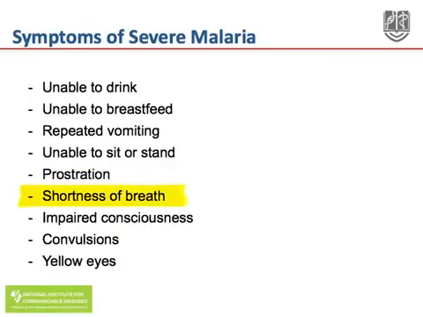Shortness of breath is a very important symptom of complicated malaria, and cerebral malaria presents with impaired consciousness, an agitated child, or even the presence of convulsions. Yellow eyes and dark urine may also be an indication of the presence of severe malaria.